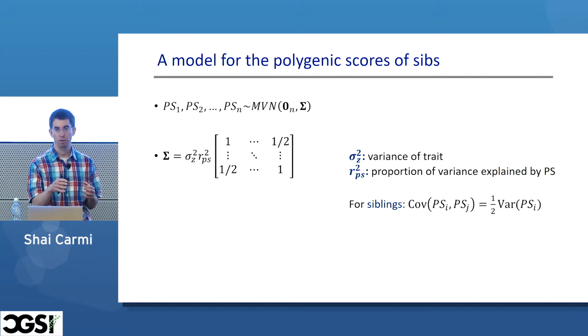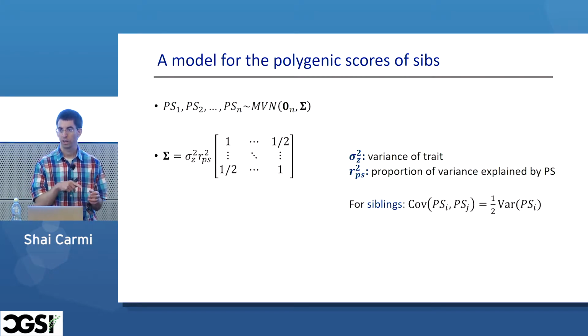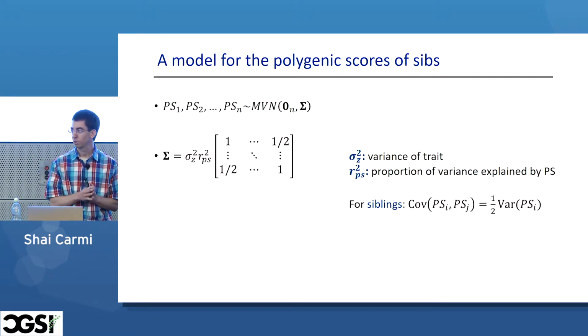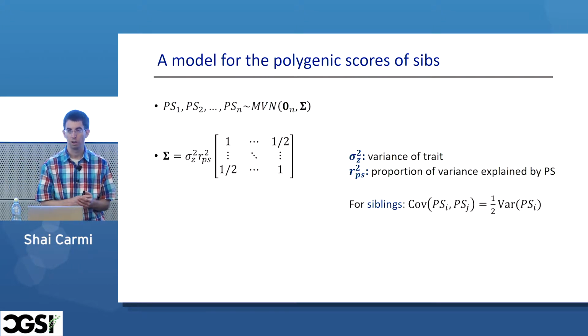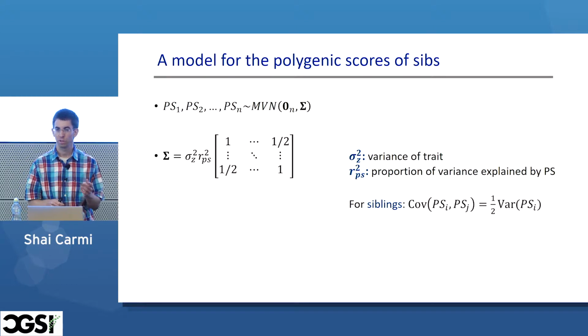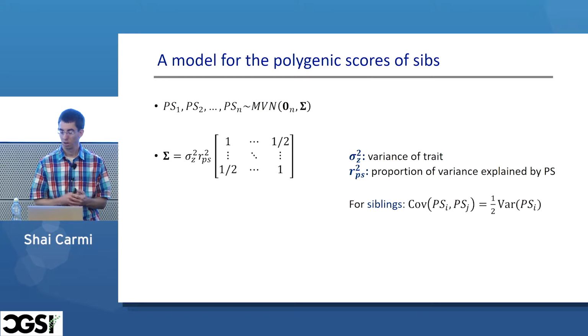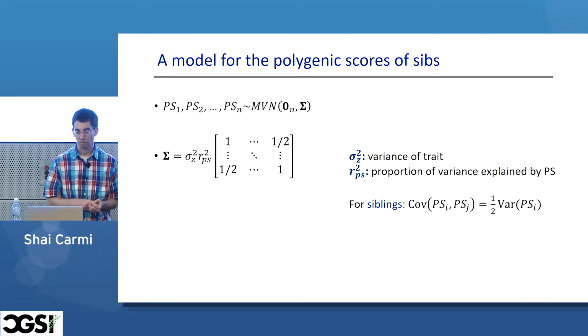And on the off-diagonal elements we have 1/2 for all of them. This can be proven, but intuitively it results from the well-known fact, also mentioned I think in Peter Visscher's talk, that the covariance in genetic value between siblings is 1/2 the variance. This is a well-known fact in quantitative genetics.